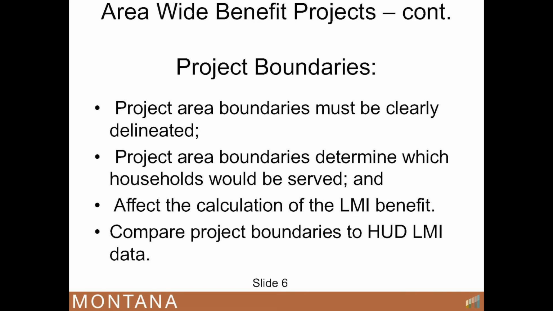On slide 6, with more information in regards to area-wide benefit projects, the project area boundaries must be clearly delineated because the boundaries determine which households would be served and then, of course, affect the calculation of the low and moderate income benefit, because the principal step then is to compare the project boundaries, which of course contain low and moderate income households, to the HUD LMI data, which is based upon the American Community Survey census information.